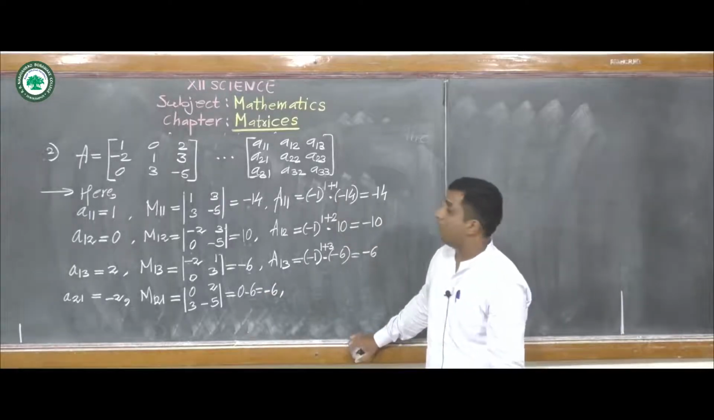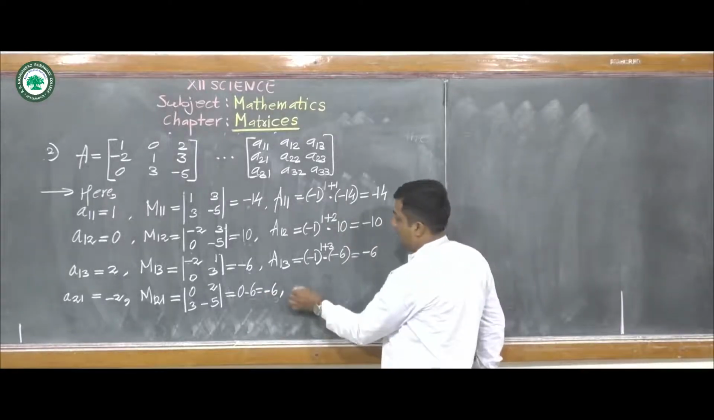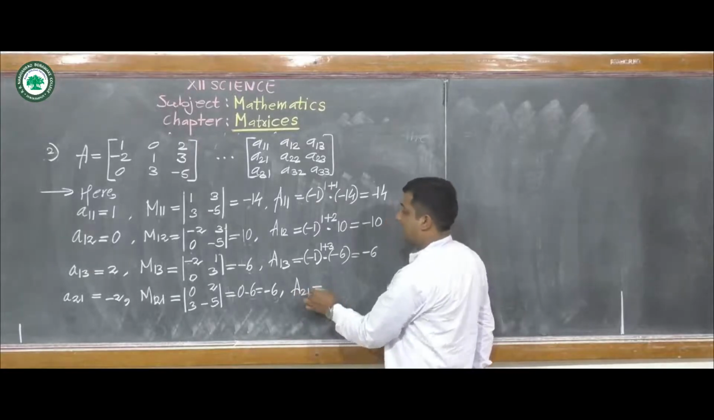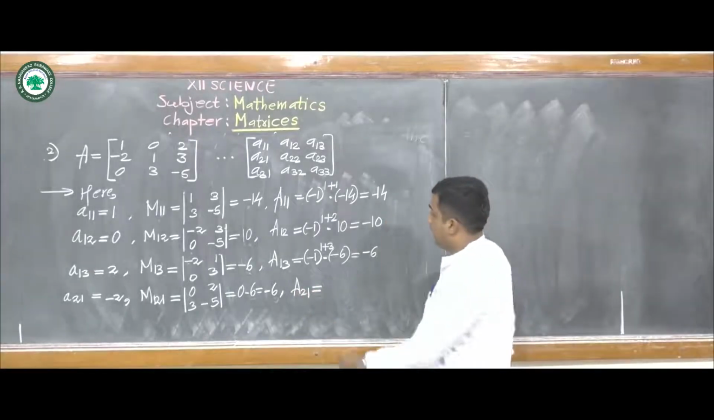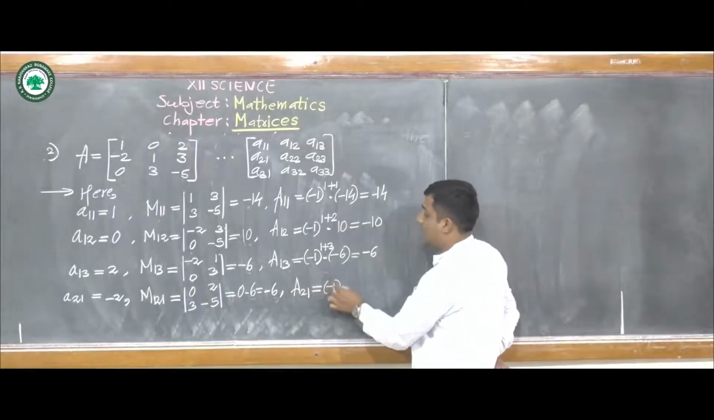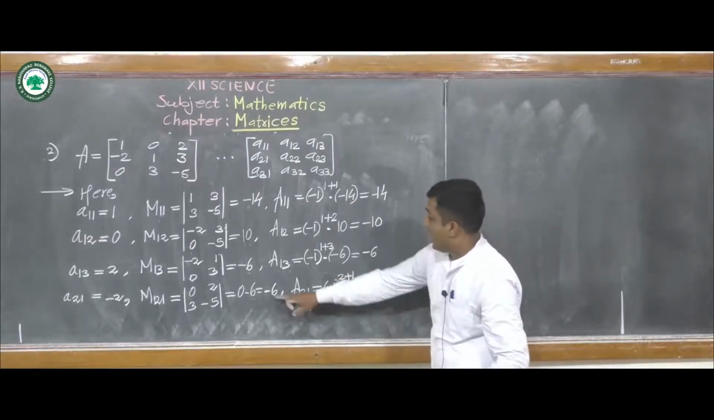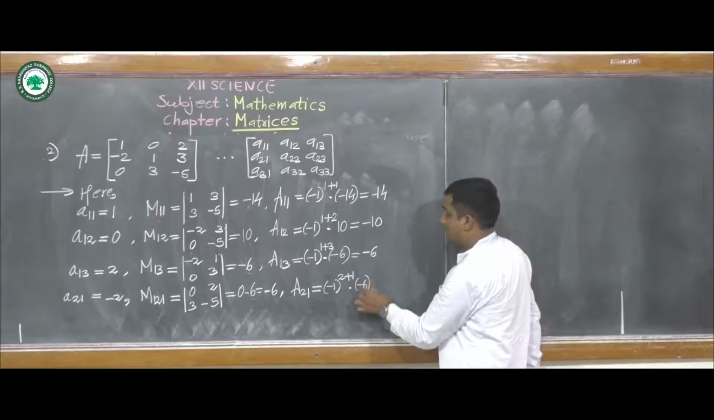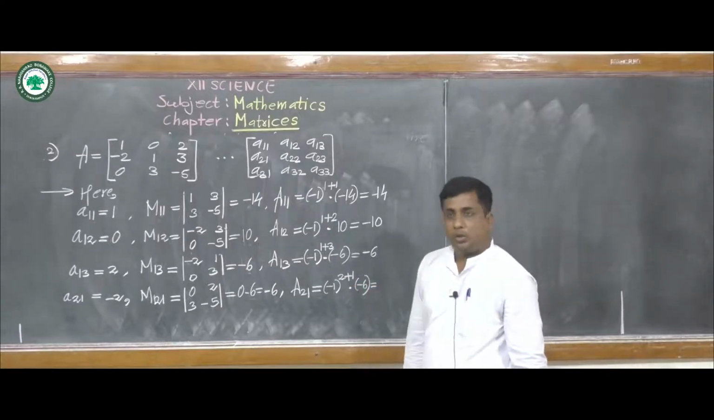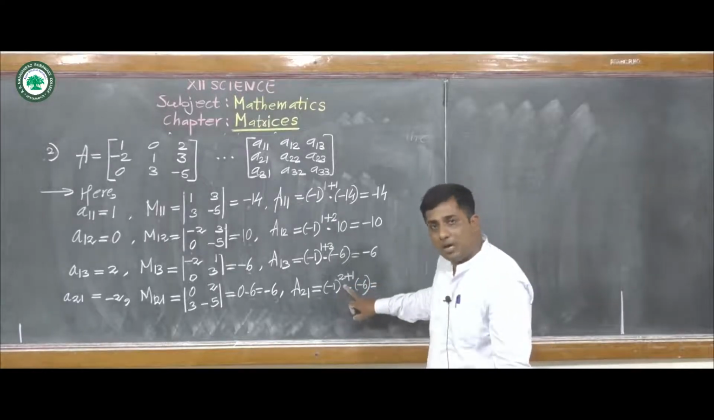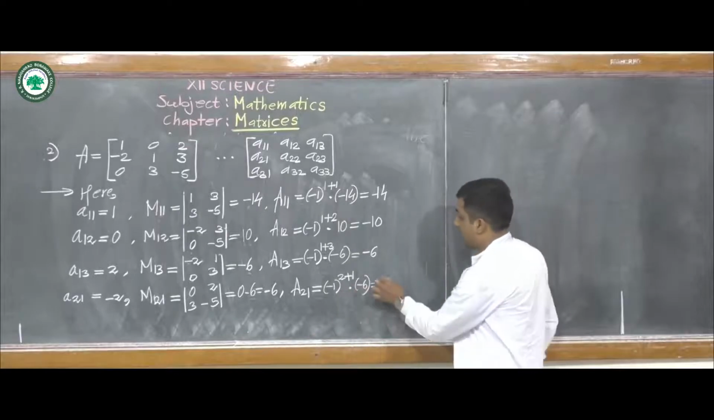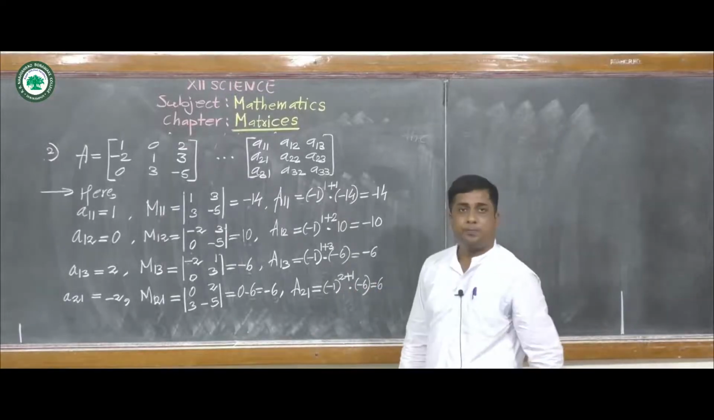Let's find its cofactor. Here the cofactor A21 is equal to minus 1 raised to 2 plus 1 into the minor, which is minus 6. This is equal to, we know minus 1 cubed is minus 1, then minus 1 into minus 6 is plus 6.